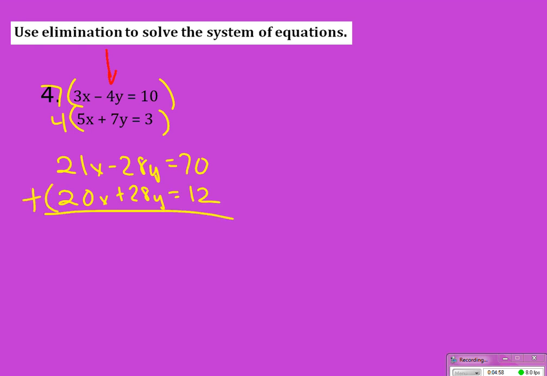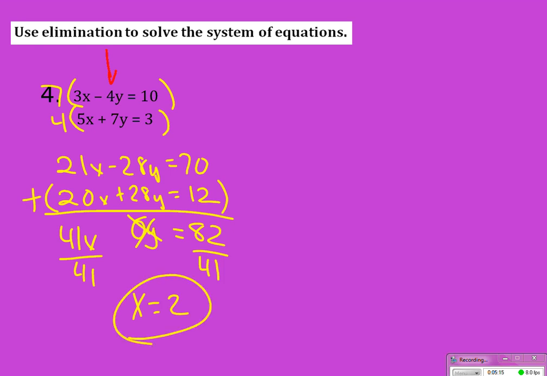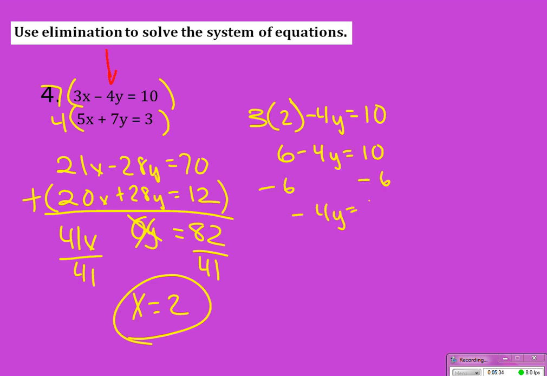Now, when I add them, this is going to give me 41x. This is going to give me 0y, or just 0. So that's not going to be there. This is going to give me 82. So if I divide, x should equal 2. So now, once I figured that out, 3 times 2 minus 4y equals 10. So 6 minus 4y equals 10. Subtract 6, negative 4y equals 4, y equals negative 1.